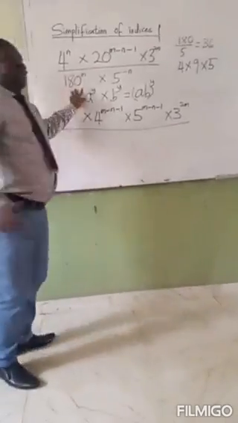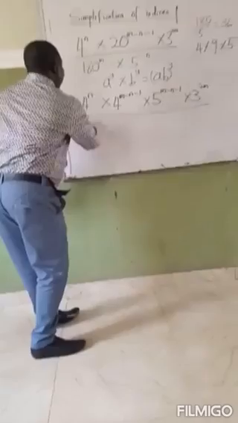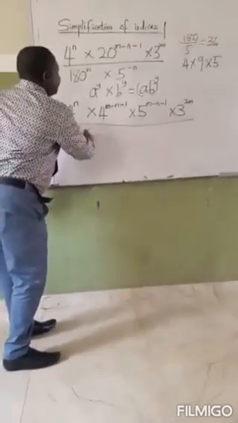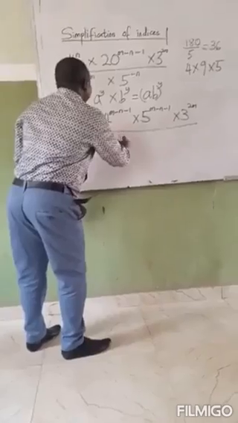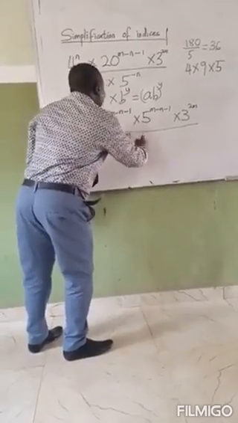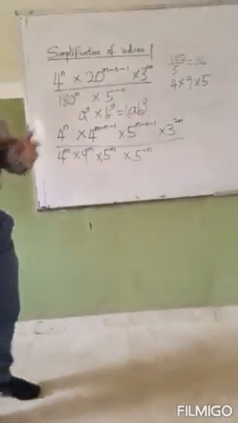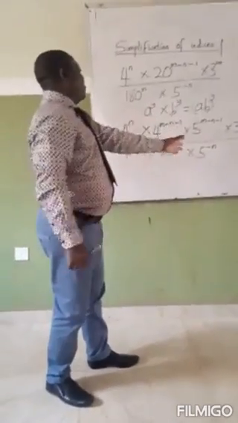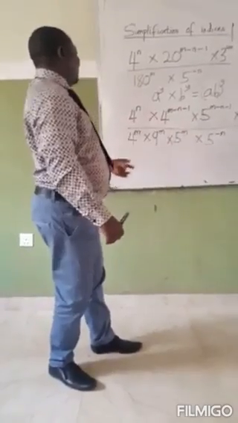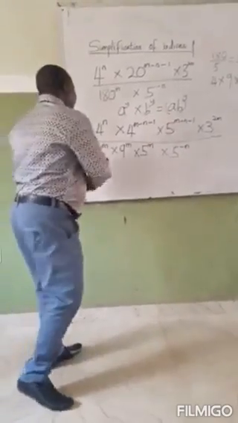Then 180 raised to power m can be written as 4 raised to power m times 9 raised to power m times 5 raised to power m. Then times 5 raised to power minus m. Now with this, we have base 4, base 5, base 3, then base 9. Then we need to change this 9 to 3 so as to have common base.